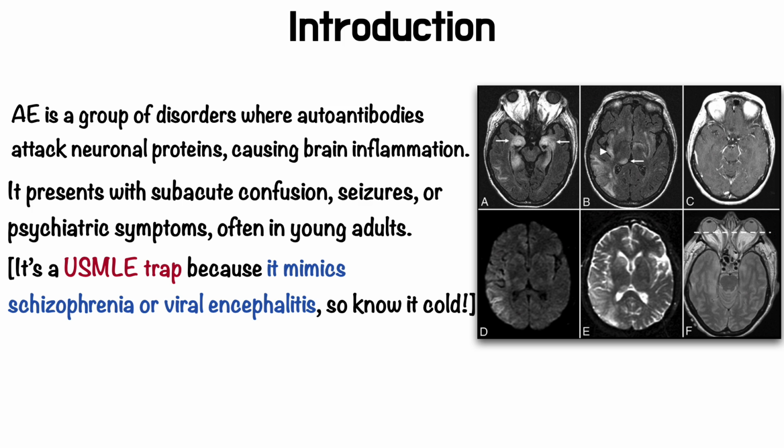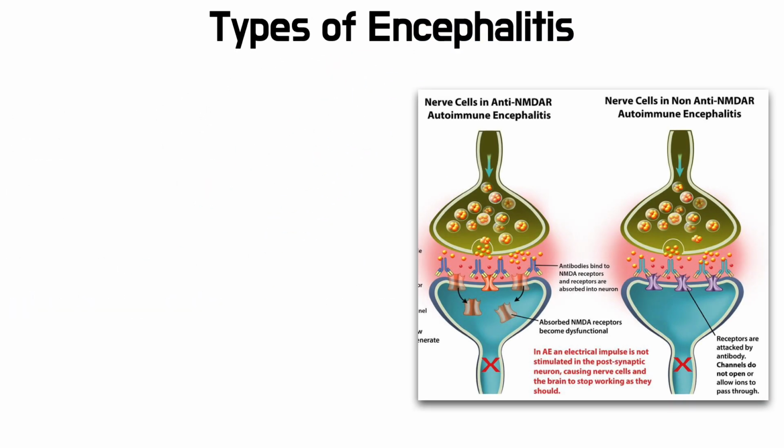It is also a USMLE trap because it mimics schizophrenia or viral encephalitis. So you have to know it in detail and with a differential diagnosis mindset. You can see the image attached here. It is an MRI scan of autoimmune encephalitis, and the white arrows are showing the areas of inflammation.